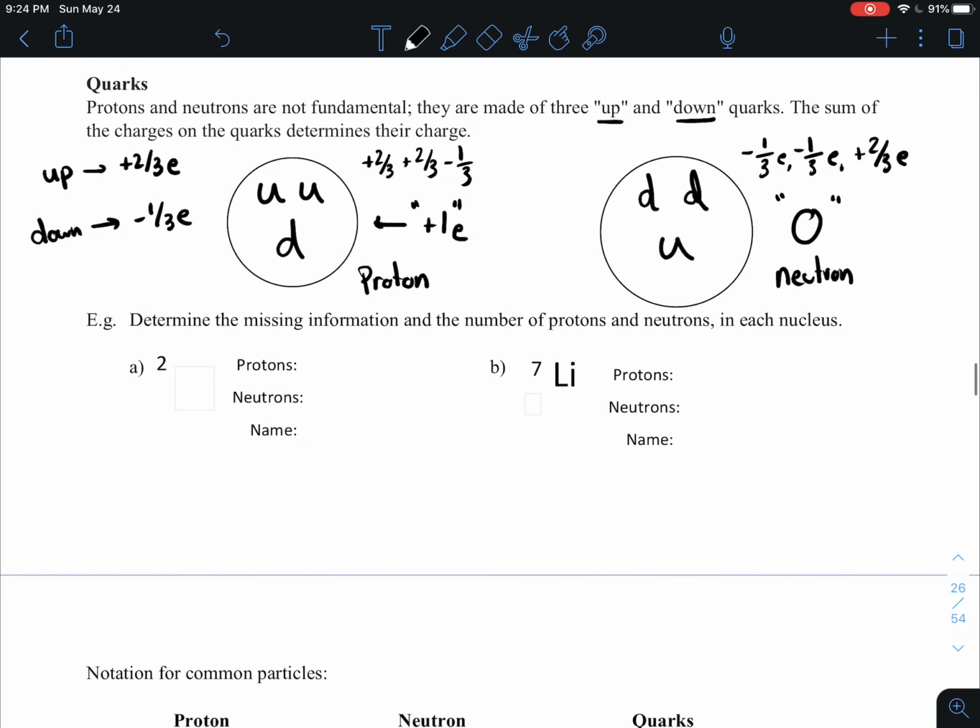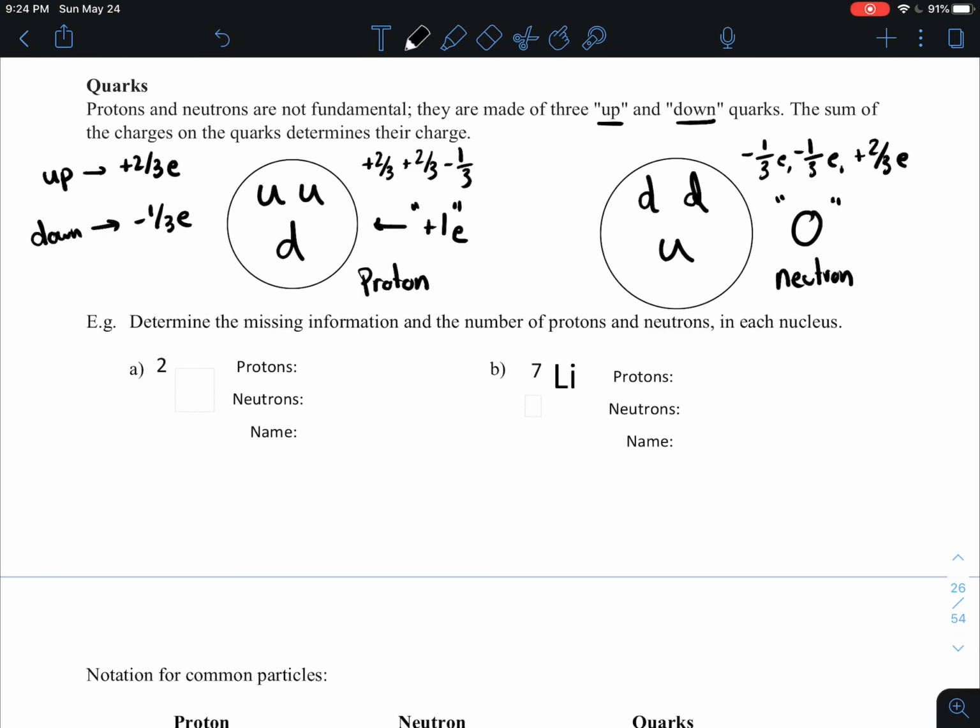All right, so let's take a look at this quick example here. It says determine the missing information of the number of protons and neutrons in each nucleus.